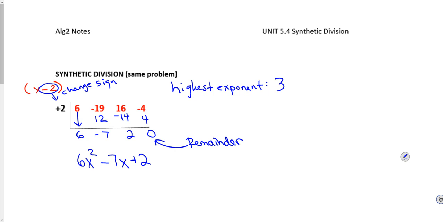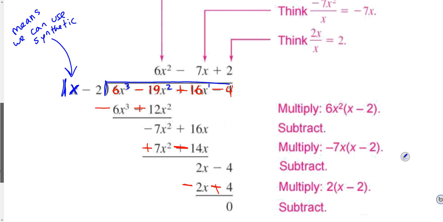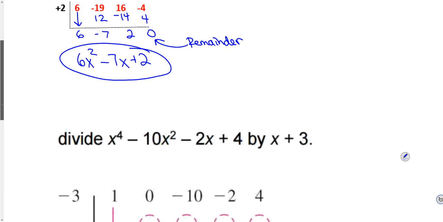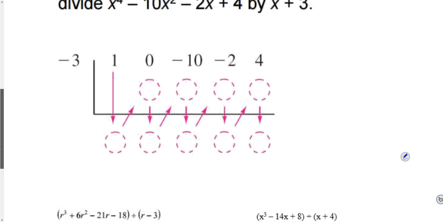And if you look at this problem now, this is what we got. If you flip back over to the other side, it's the same exact answer. 6x squared minus 7x plus 2. So that's just proving to you that synthetic division gives you the same exact answer, whether you do it long division or synthetic. So I'm going to show that to you maybe a couple more times, and then the rest of the day is going to be yours.